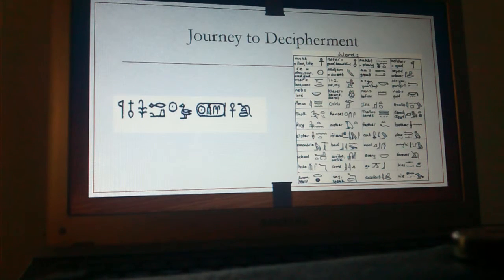To the right, you will see the words necessary to decode the sentence. If you would like to, press pause now to decipher the statement. Good job. The sentence reads, "The good God, great King, son of Re, Ramses, living forever."